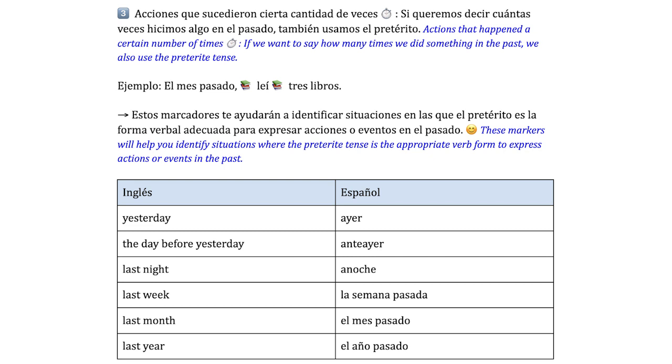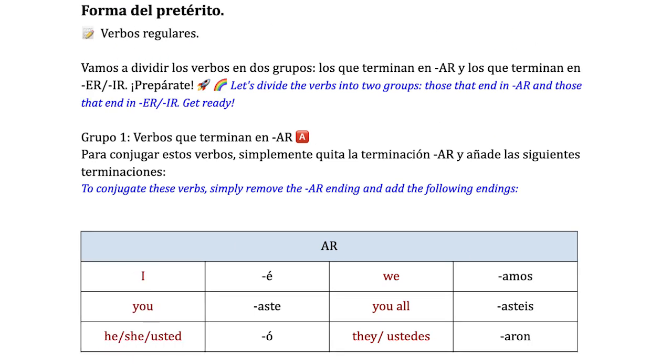To conjugate the preterite tense, we are going to divide the verbs into 2 groups: those that end in AR and those that end in ER or IR. So get ready.